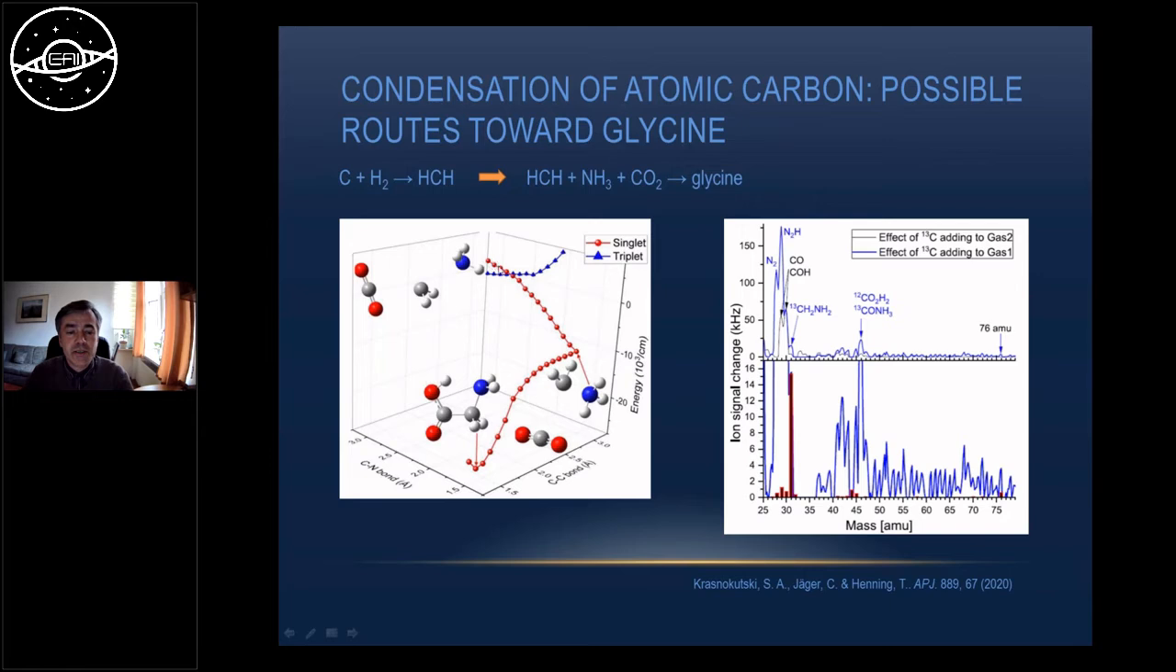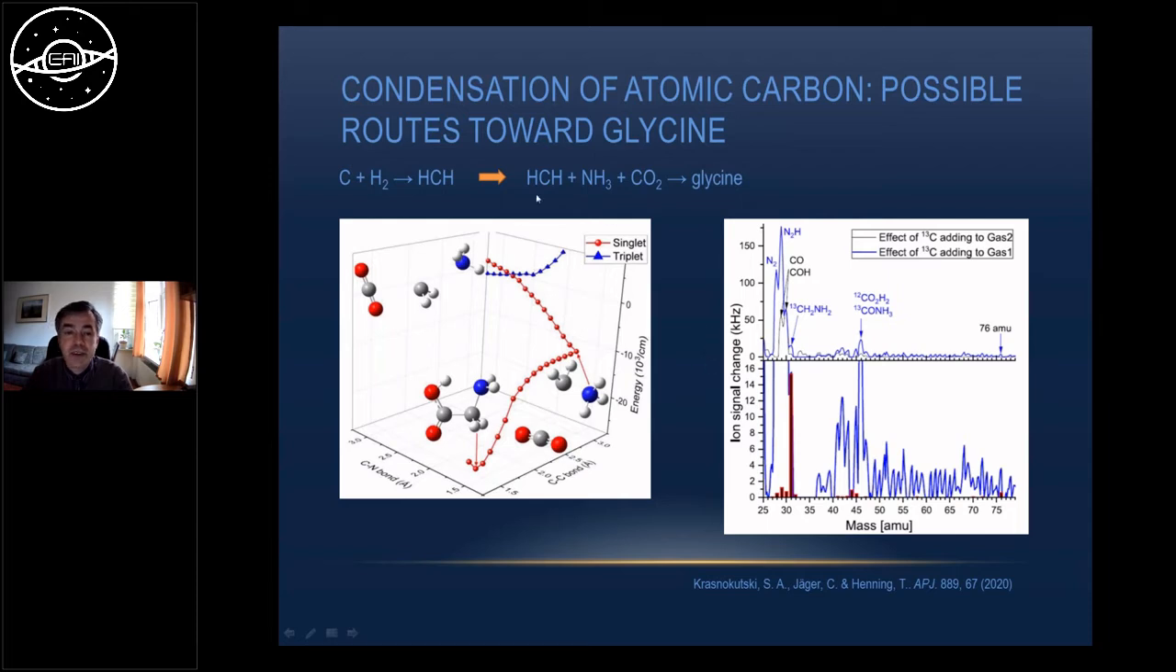In the singlet channel, this reaction is completely barrierless, but in the triplet channel, there is a small energy barrier, which could in principle simply be overcome due to the energy which is released in this reaction. Or otherwise, this energy could promote the system into the singlet state, where this reaction pathway is completely barrierless.